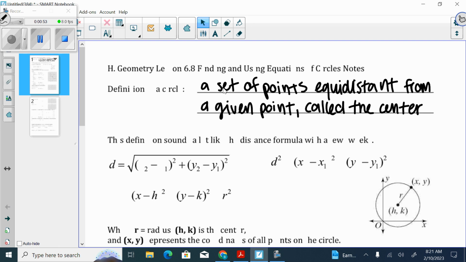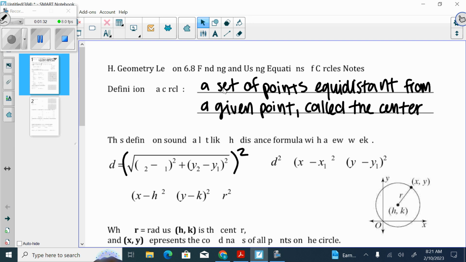All the points that are equidistant from that center, or are a radius away, are going to make up the actual points of the circle. So this definition sounds kind of like the distance formula. We know the distance formula is the square root of (x2 minus x1) squared plus (y2 minus y1) squared. If I wanted to get rid of the square root over my distance formula, what would we do? Square it, right. The opposite of a square root is to square something.